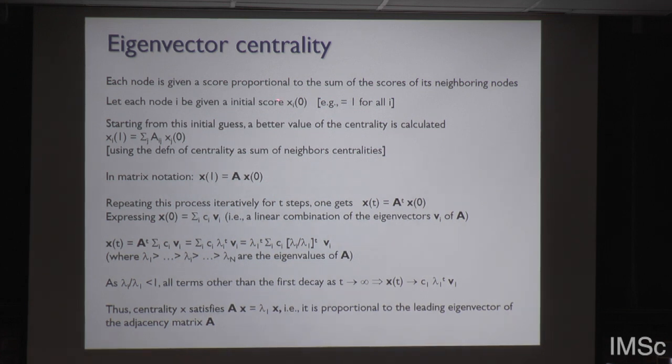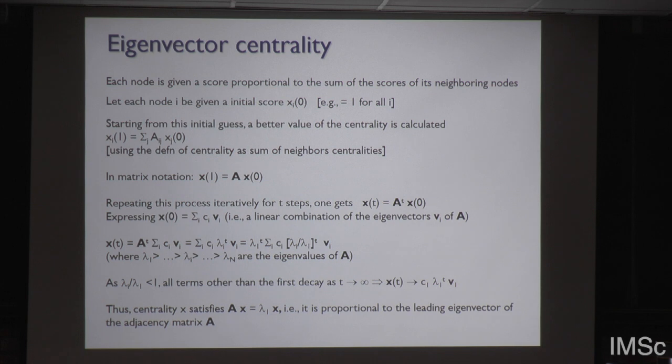Well, let's just say that we give some random initial score to each node. Let's call it xi at time 0. So the ith node is given an initial score of xi at time 0, and for simplicity you can just choose it to be the same for all the nodes, so you just set it to 1.